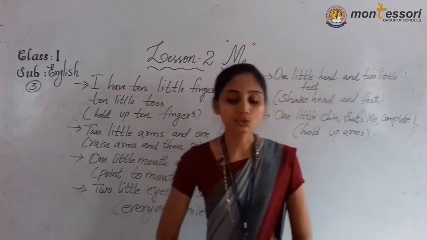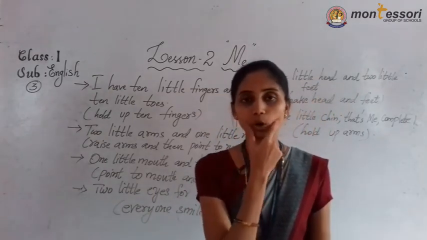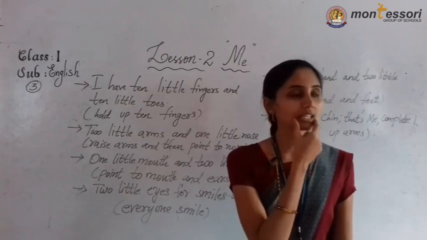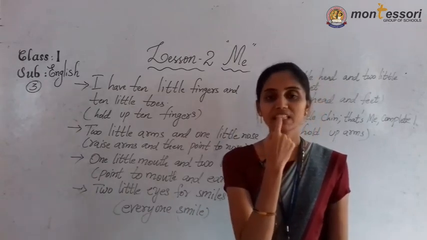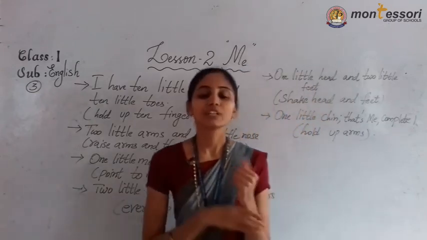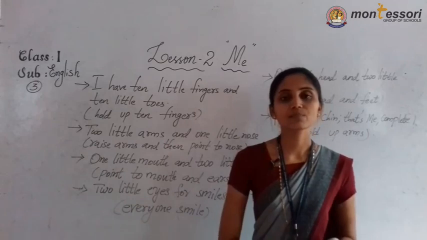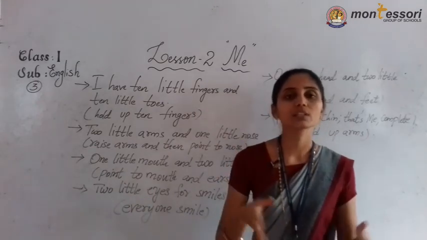Next, 1 little mouth and 2 little ears. This is our mouth. Our mouth consists of lips, teeth and tongue. With the help of our mouth, we can talk, we can eat, we can sing. Yes or no? We can shout.